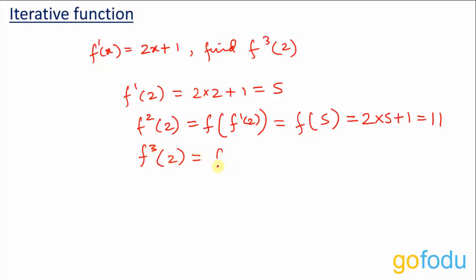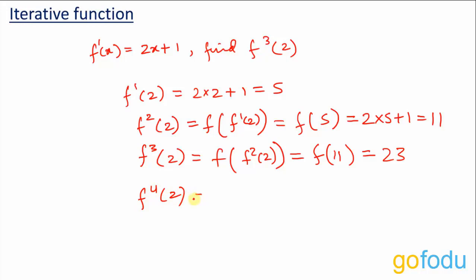f3(2) will be f(f2(2)), right? That will be f(11), which is 11 into 2 plus 1, 23. Now if you have got the pattern, then this 23 will become input to this function again, and we'll get f4(2) as this 23 will go in place of x here, and we'll get 2 into 23 plus 1, that is 47. Now for f5(2), this 47 will be input again, and we'll get 2 into 47 plus 1, that is 95. Okay, like this will go on. We were asked to calculate f3(2). This is our answer.